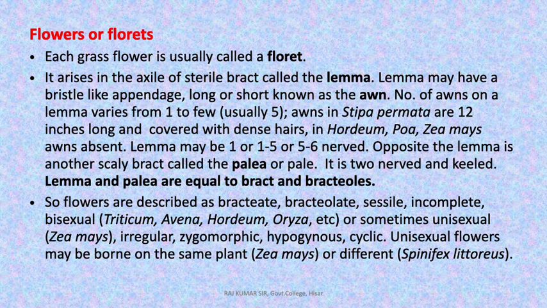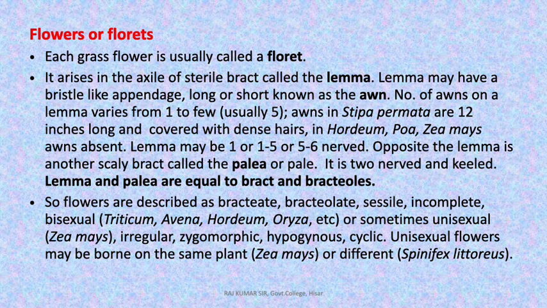Each grass flower is usually called a floret. It arises in the axil of a sterile bract called the lemma. Lemma may have a bristle-like appendage, long or short, known as awn. The number of awns on a lemma varies from 1 to few, usually 5 awns in Stipa palmata. Sorry, awns in Stipa palmata are 12 inches long and covered with dense hairs. In Hordeum, awns are absent. Lemma may be 1 or 1 to 5 or 5 to 6 nerved.